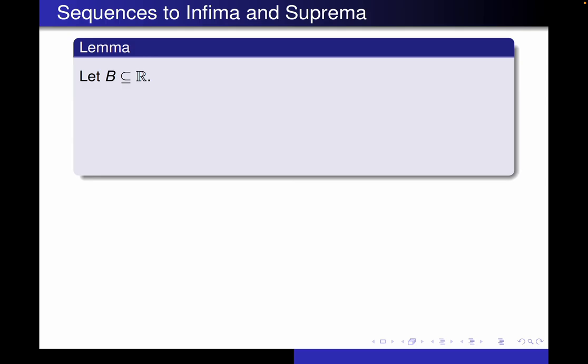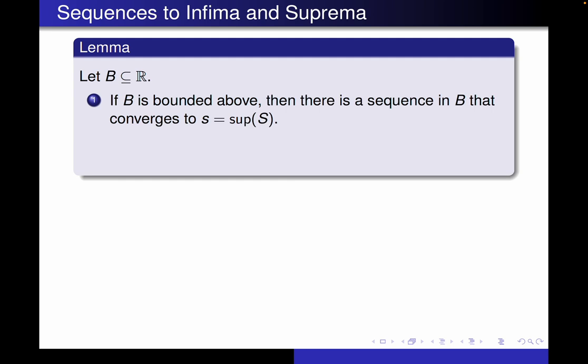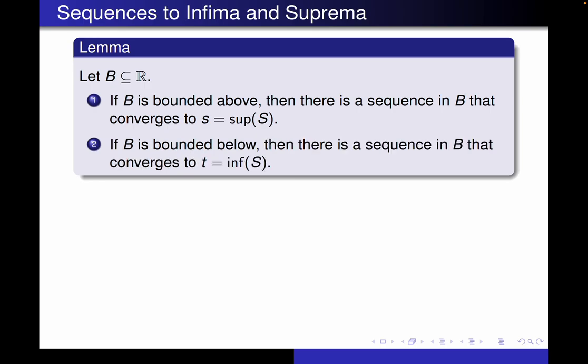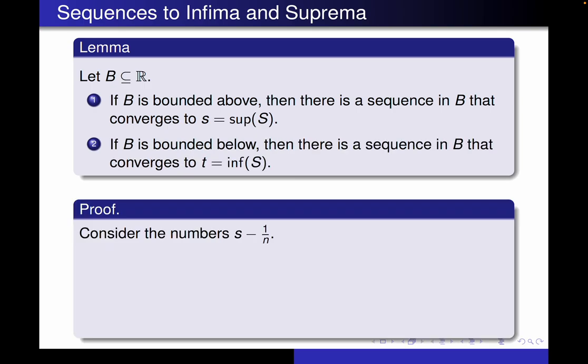So here is a very, I want to say simple, maybe not easy, but simple lemma that is extremely useful in this theorem. If you have a set B of real numbers, if B is bounded above, then you can find a sequence in B that converges to the supremum. And if it's bounded below, then you can find a sequence that converges to the infimum. And the proof, once you see it, it's like, oh yeah, of course that's what it is. But getting there might be a little bit tricky.